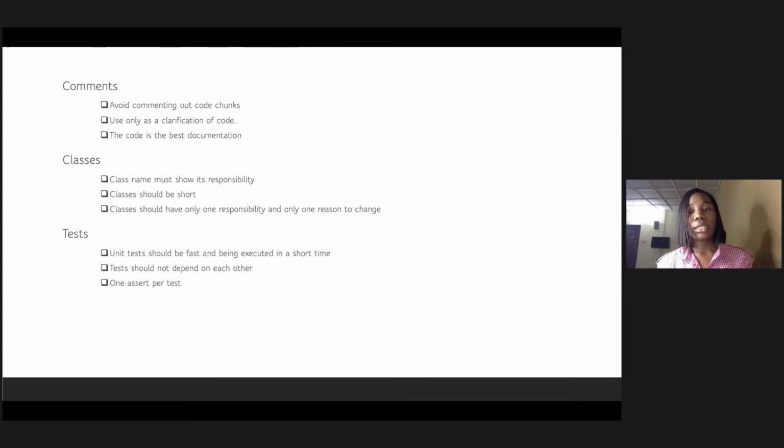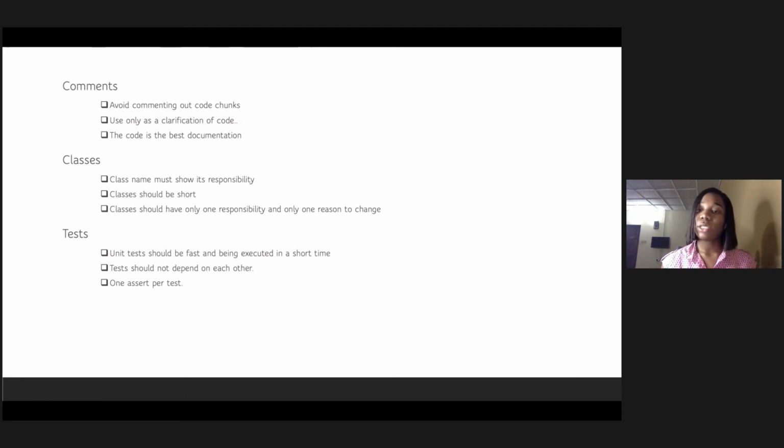And then another thing too is also testing. Testing is an important factor when it comes to writing code, because in that way, when you have tested your code, your code is less prone to bugs. And when you're writing tests, you should also be able to have one assertion per test.